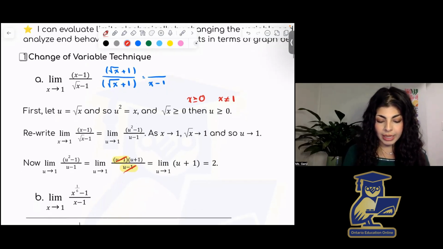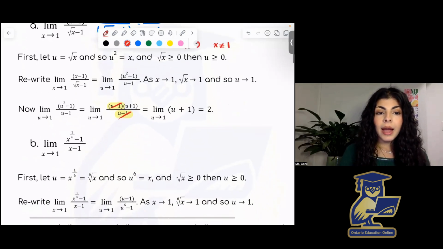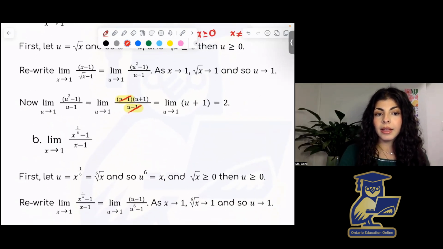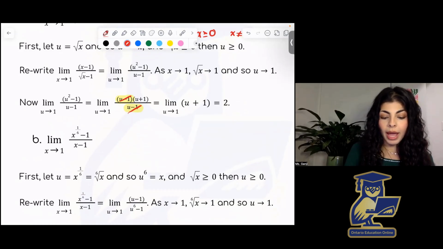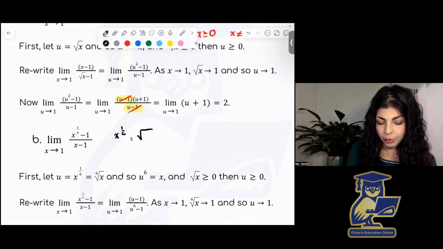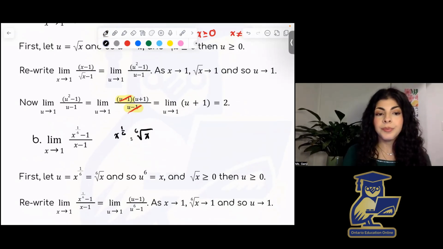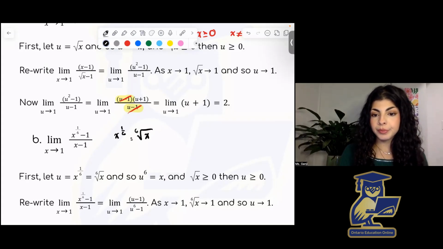Now let's look at another example here. Now we have a different type of root here. We have our root of 6. So x to the power of 1 over 6, this is the same as root of 6 of x. And right away, similar to above, by substitution, we have 1 minus 1 in our denominator, which is not going to work. So we need another method.